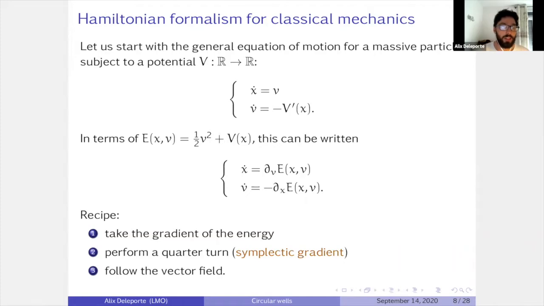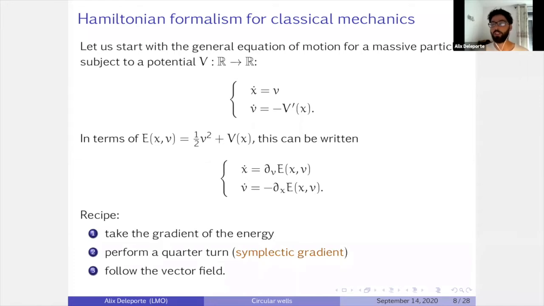And in terms of the one interesting function in this setting, which is the total energy, kinetic energy plus potential energy, you can write this as: the time derivative of x is the derivative of the energy with respect to velocity, and the time derivative of the velocity is minus the x derivative of the energy.